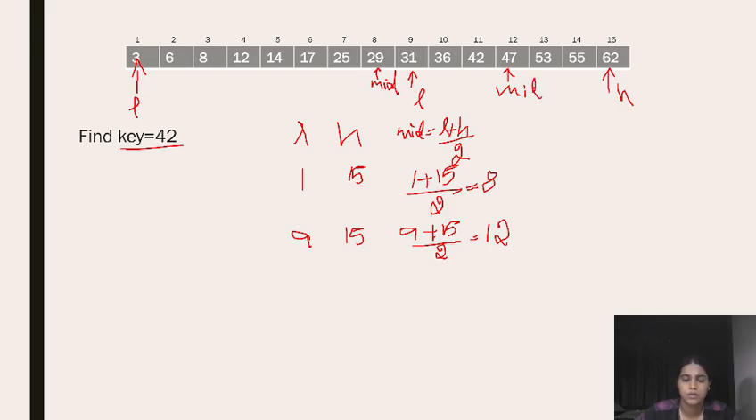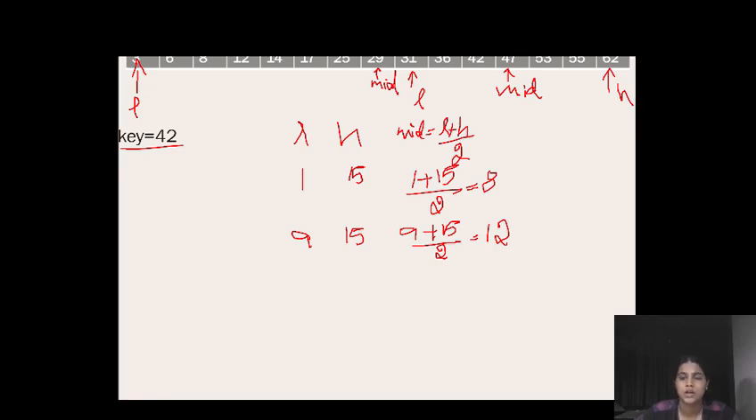Let us compare the mid and the key. Mid is 47, key is 42. So the key is less than mid, so now the high position will be changed. As we saw in the algorithm, when the key is less than the element, the high position will be mid minus 1. Mid is 12 minus 1 is 11. So the high position will be 11.